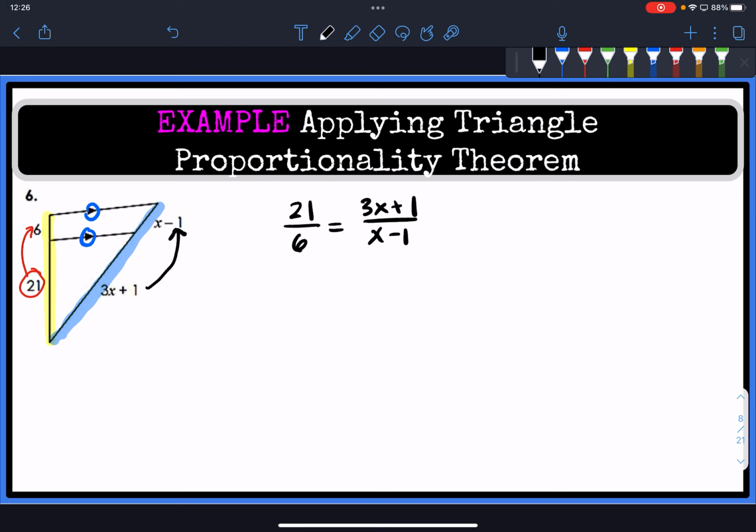Now 21 and 6 have a common factor also. They both can be divided by 3. So if I divide both of these numbers by 3, this becomes a 7 and this becomes 2. So instead of cross multiplying with these larger numbers, I'm going to multiply by 7 and 2. You know what? Let me write them over here instead. 7 and 2.